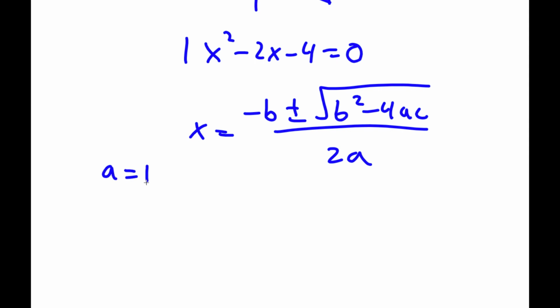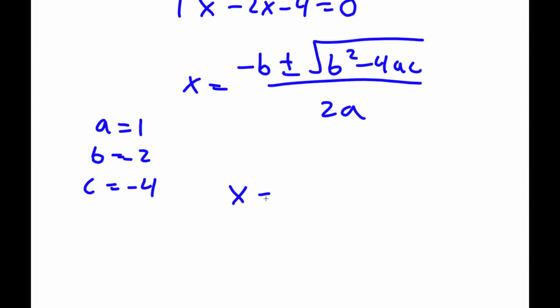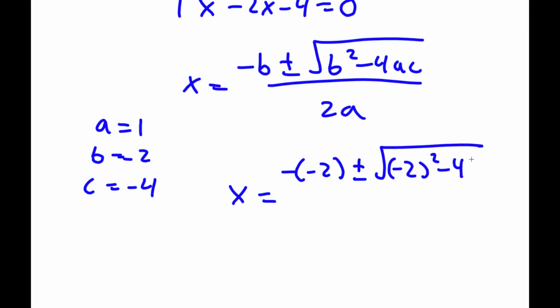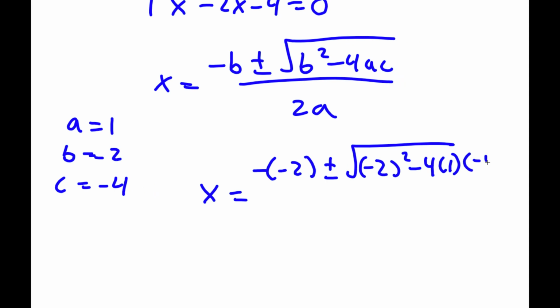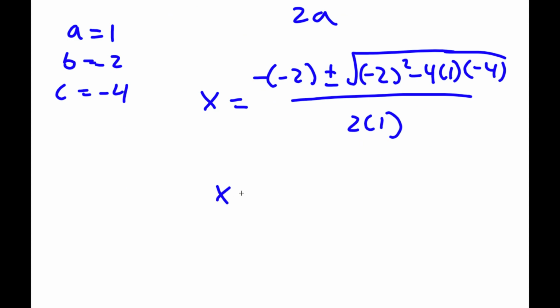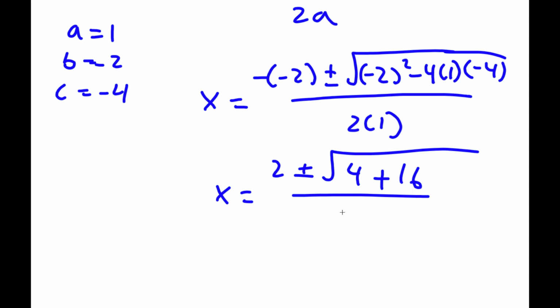Now in this case, a is equal to 1, b is equal to negative 2, and c is equal to negative 4. So now I have x is equal to negative negative 2 plus or minus the square root of negative 2 squared minus 4 times a, which is 1, times c, which is negative 4, all over 2 times a, so 2 times 1. So now I have x is equal to negative, and negative is positive, so positive 2 plus or minus the square root of negative 2 squared is 4 minus 4 times 1 is 4. 4 times negative 4 is negative 16, so I have positive 16 over 2 times 1, which is 2.